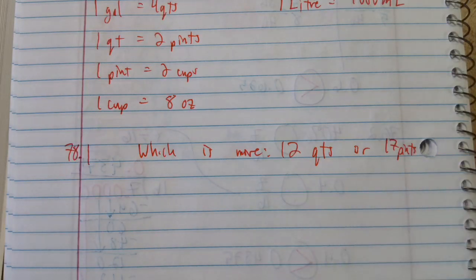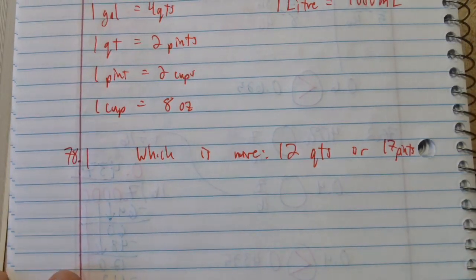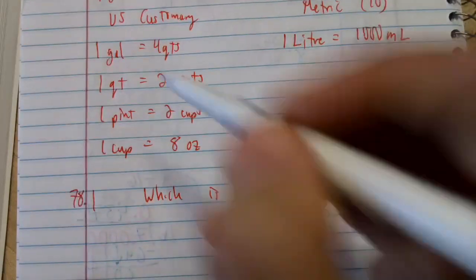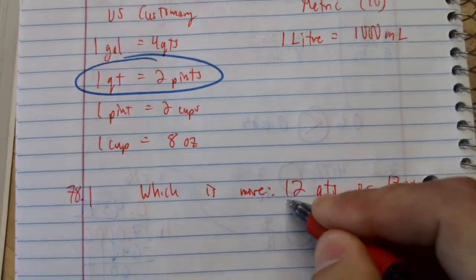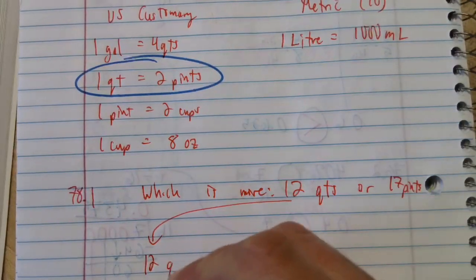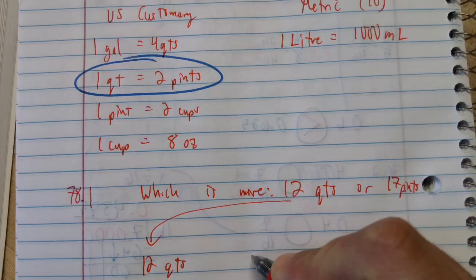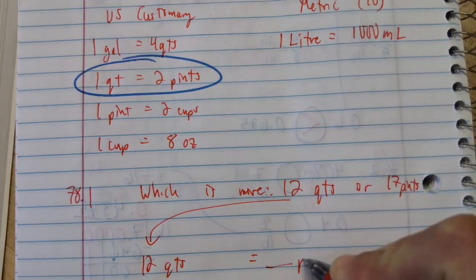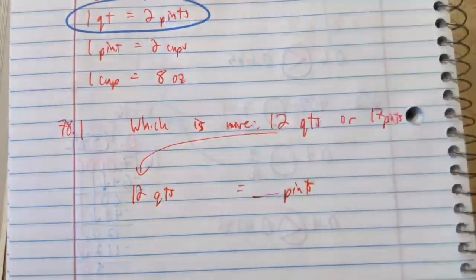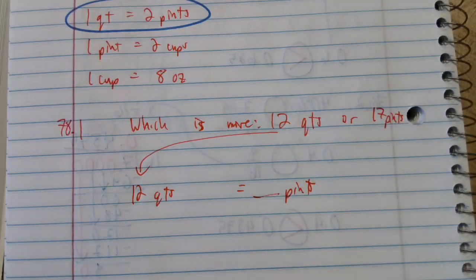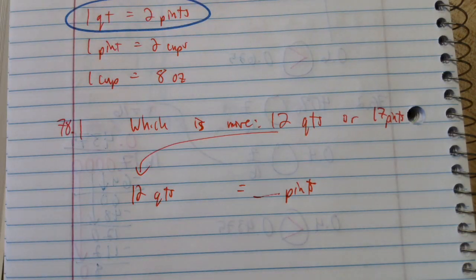So, if we look at our conversion here, 1 quart is the same as 2 pints. So, we could change 12 quarts to some number of pints. Here's what I'm going to do. I'm going to write that statement. I want to give you some substance that's going to affect how you do this for the rest of math and once you get to chemistry, because you have to change units a lot there.